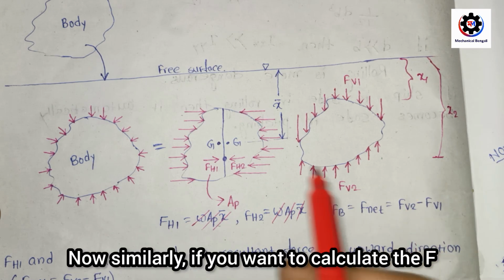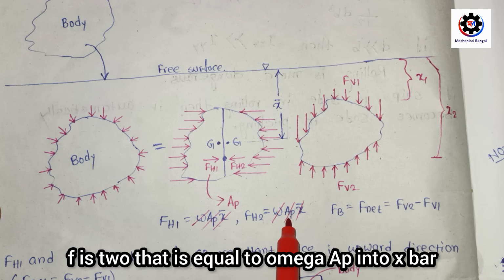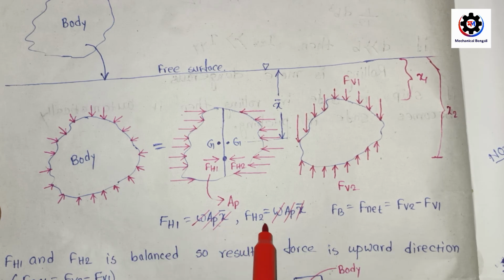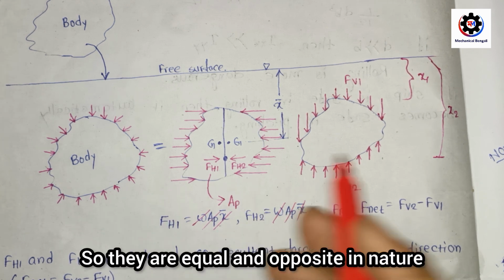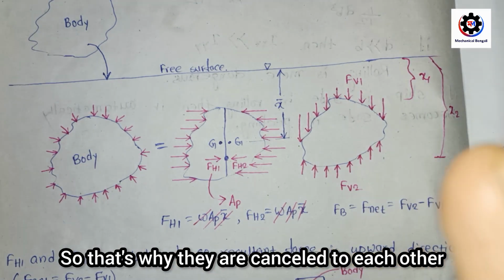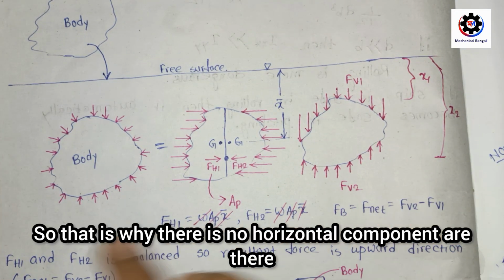Now similarly, if you want to calculate Fh2, that is equal to omega Ap x bar. So you see that here also it is omega Ap x bar. They are equal and opposite in nature, so they cancel each other. That is why there is no net horizontal component.